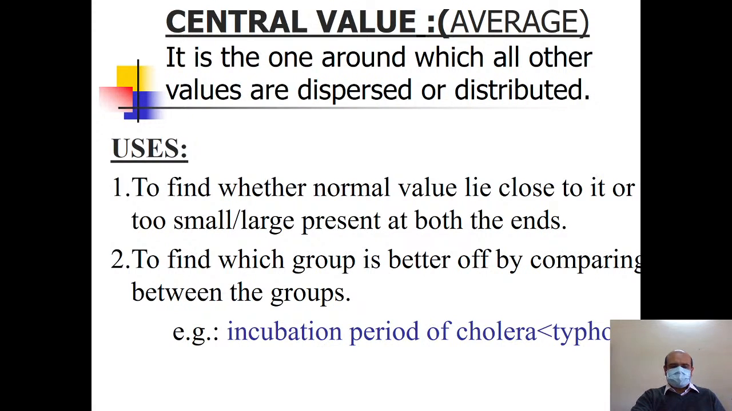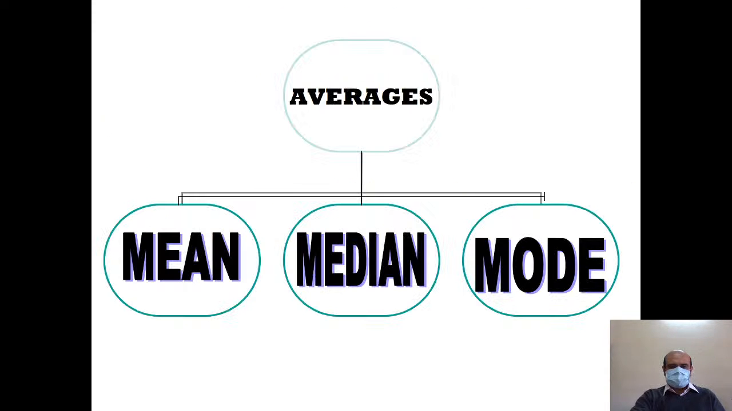For example, the incubation period of cholera is less than that of typhoid. Averages. When we talk about averages, there are three types we calculate. There are three types of averages in statistics: mean, median, and mode. We'll talk about this briefly.